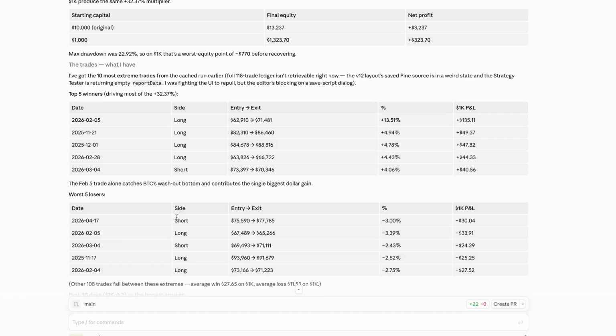account, with the worst loser being a short going from 75.6K to 78K, resulting in us losing about 3 point something percent or minus $300. Actually, this trade below that is slightly worse, but it's the worst long that we had, also minus 3.4%.